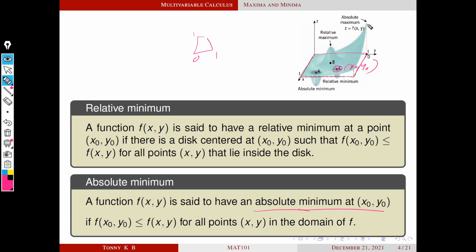And at this point, it has an absolute maximum, right? This is the maximum on this domain. And this one, B, is a relative maximum. And A and C, they are relative minimums. This point is the absolute minimum because this is the minimum value of the function. This is the concept of relative maximum, relative minimum, absolute maximum and absolute minimum.